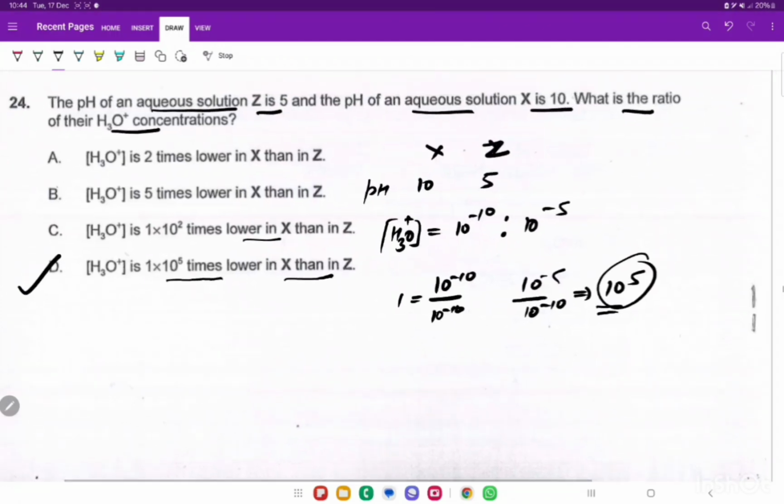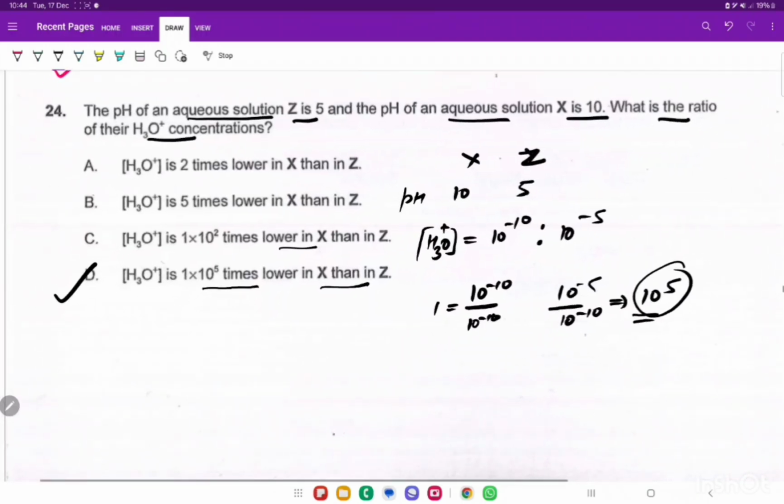Okay. Concentrations we had determined, and then we found the ratio of these two. Ratio comes out to be 1:10 to the power 5. It means X is 10 to the power 5 times lower than Z. Answer is D. Question 24. Answer D.